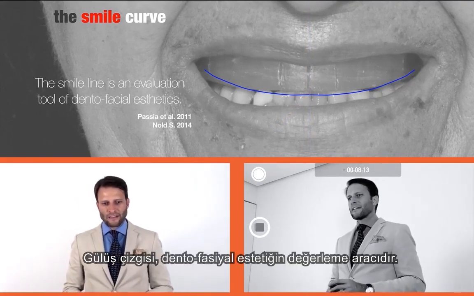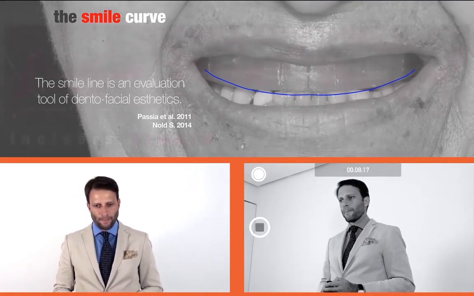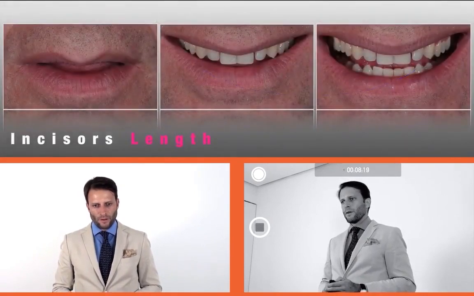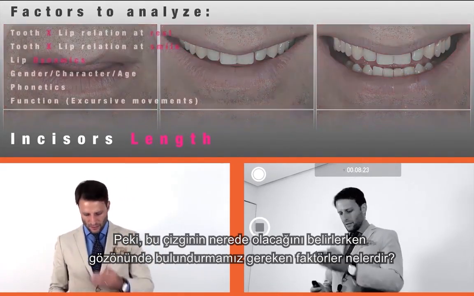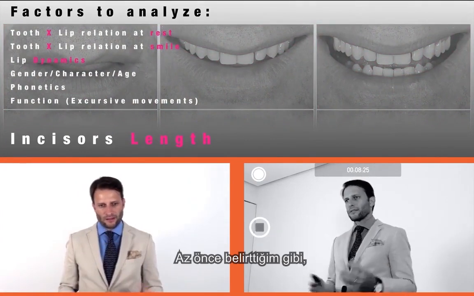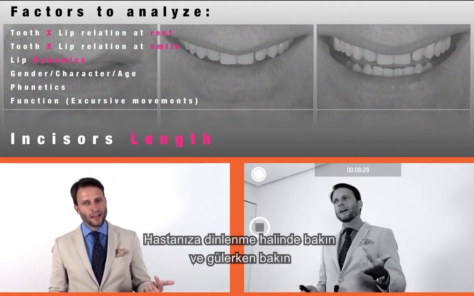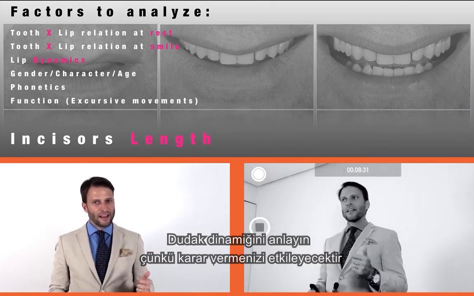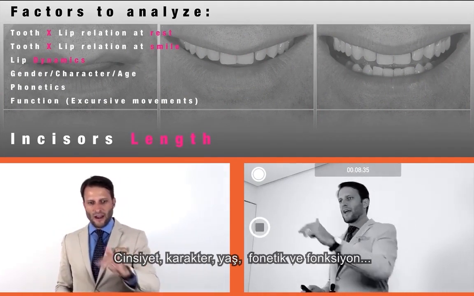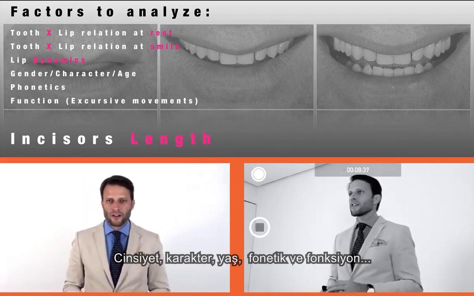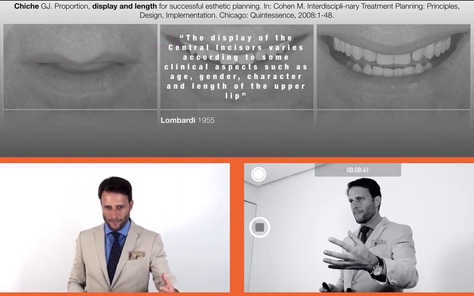The smile line is an evaluation tool of dental facial aesthetics. So what are the factors that we need to consider to make this decision where we want this line to be? As I mentioned already, look at the patient at rest, look at the patient smiling, understand lip dynamics, because that changes our decision. Gender, character, age, phonetics, and function, all these factors will interfere with this decision.